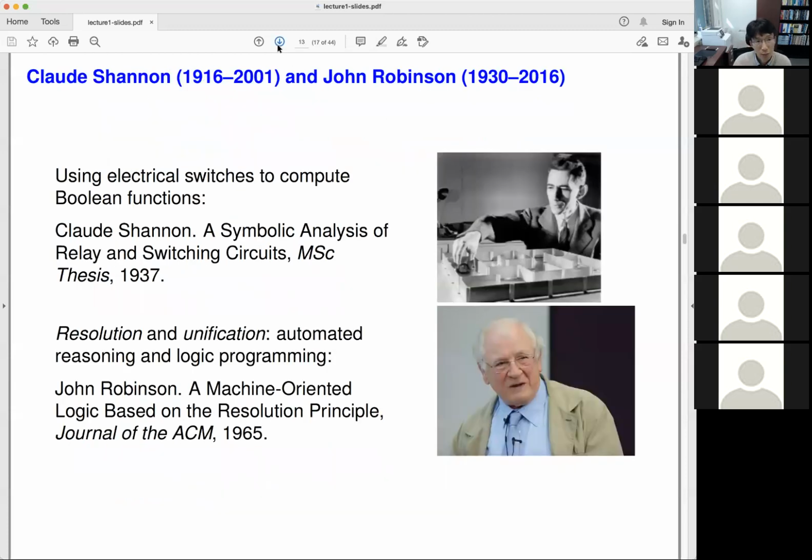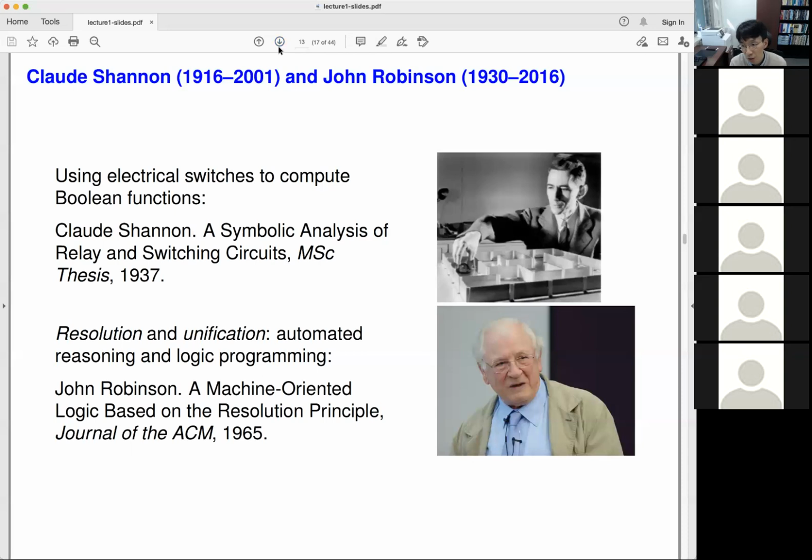So here is one example, Claude Shannon. He did many works, including entropy, which appears in machine learning and many other areas. One of the works that Shannon did was that he showed how to use electric circuits to implement Boolean functions. That became the basis of modern computers. And another thing that happened is the work by John Robinson. Robinson came up with the so-called resolution and unification. They became the basis of automated reasoning. And then modern SAT solvers or logic programming, some computation based on logic, exploit Robinson's result in one way or another. And as I said, this is just a starting point.